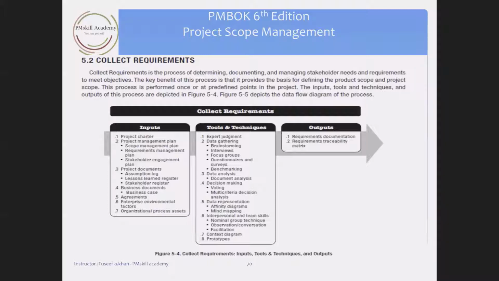There can be several types of requirements, including business requirements, that are the high-level needs of the organization as a whole; stakeholder requirements, which describe the needs of a stakeholder or stakeholder groups; and solution requirements, that describe the features, functions, and characteristics of the product, service, or result, how it will look like.